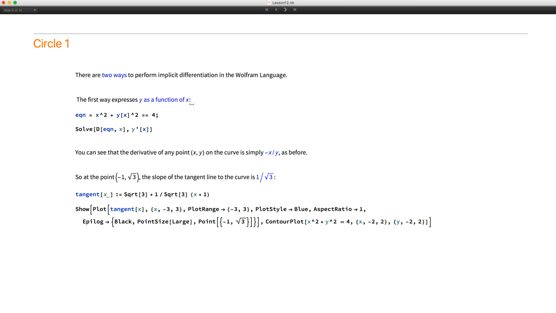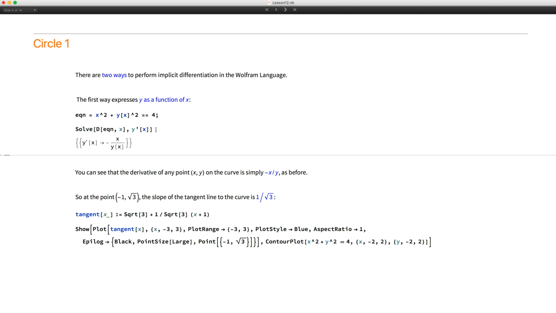Let's take up the circle again, and there are two ways to go about it. In the first method, you replace y by y of x. Now the Wolfram language knows that y is indeed a function of x. Then you tell D to find the derivative, and then you solve that derivative for y prime of x. What you get back is exactly what we had guessed early on, namely negative x over y.